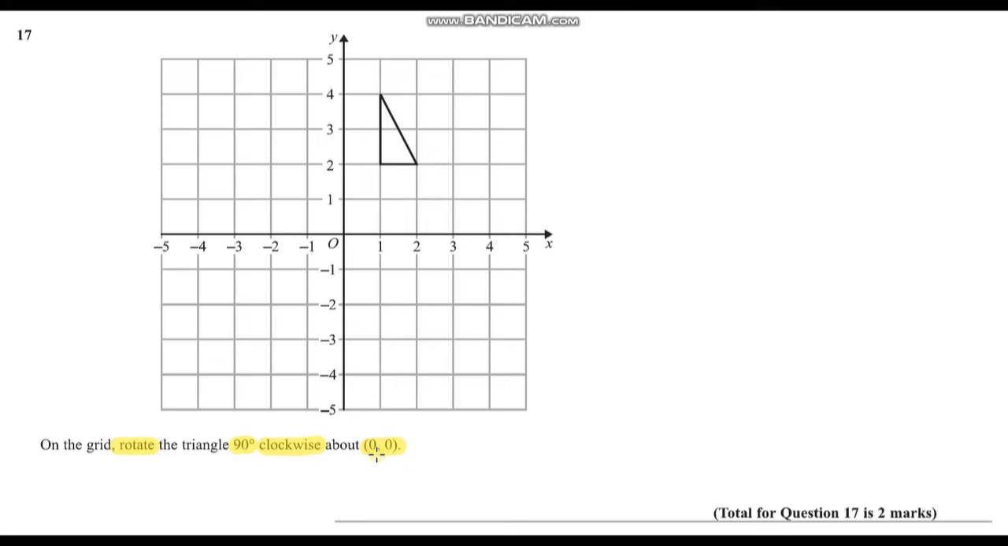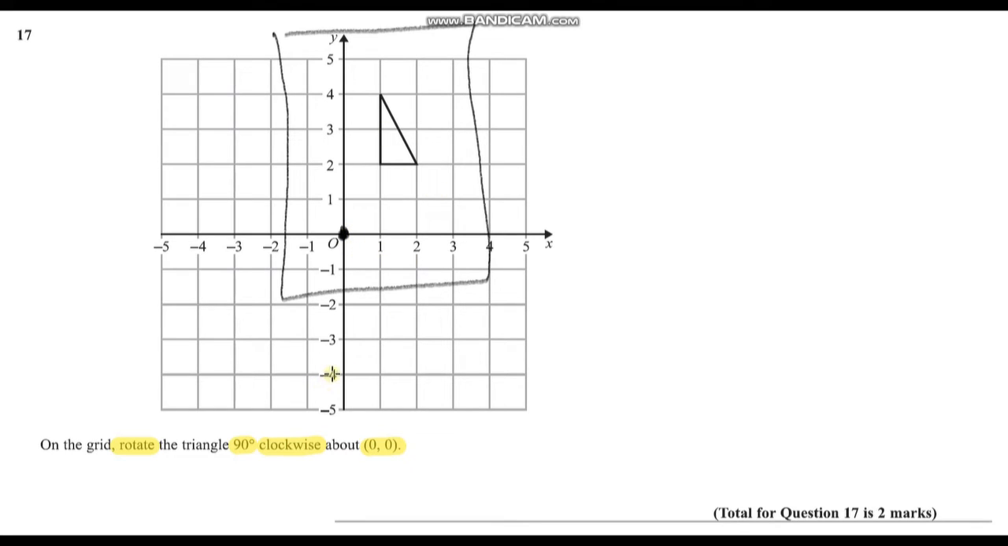So our center of rotation is 0, 0. So that is, let's do it in black. So that point there is the center of rotation. So your tracing paper, when you get your tracing paper, it should cover all of that. Okay, so it should cover the triangle and the center of rotation.